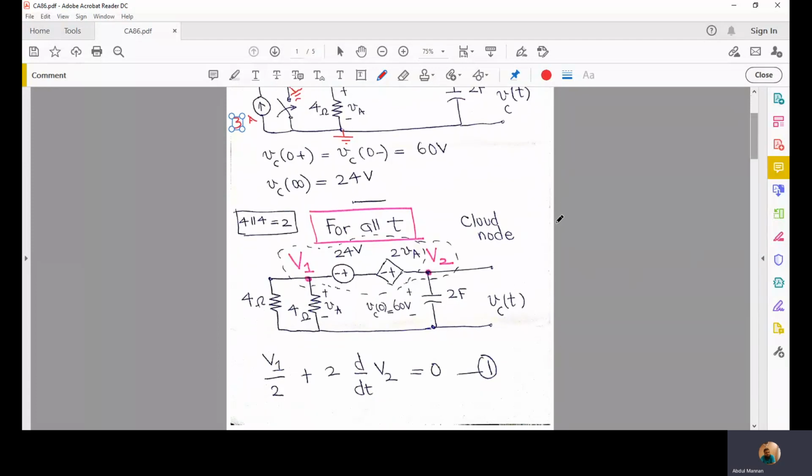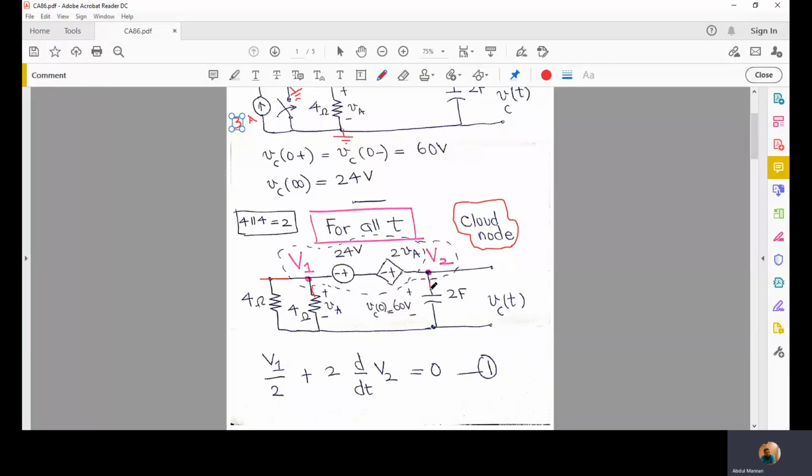And then we have to solve this using the cloud node or super node technique that we have discussed earlier in this course. A super node is formed when we have voltage source or voltage sources directly between two nodes, and there is no other element, resistor or capacitor or inductor, between them. So these V1 and V2 form a super node, and then we draw a cloud around the super node and see what the connections outside of this cloud are.